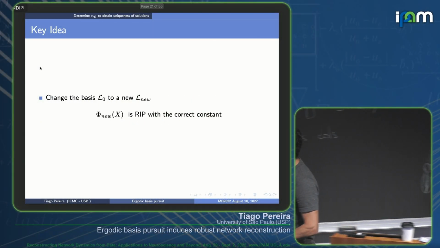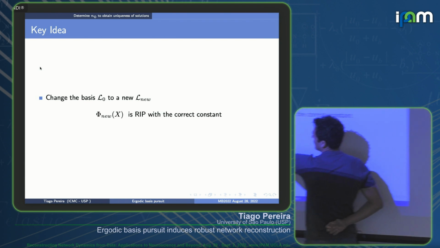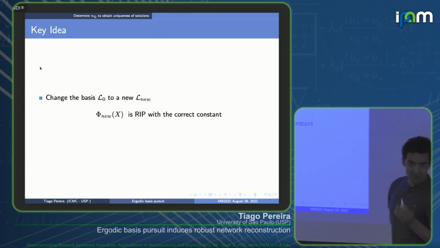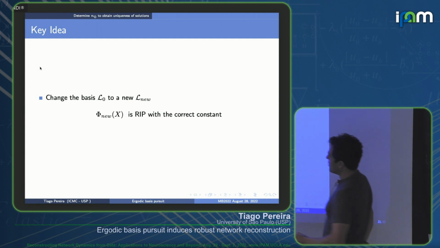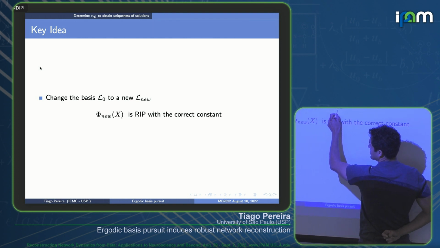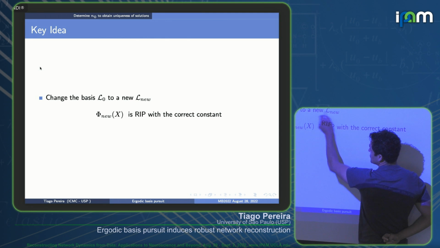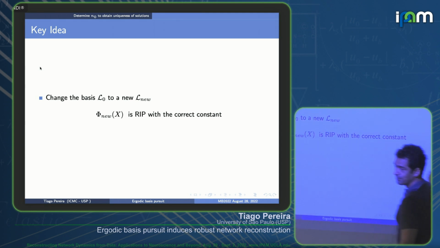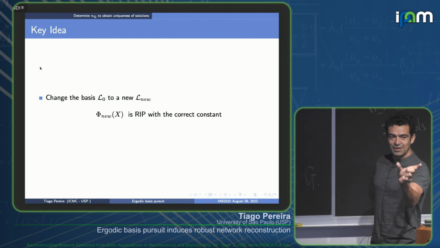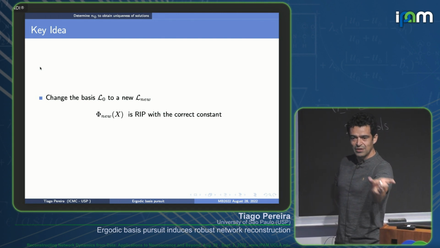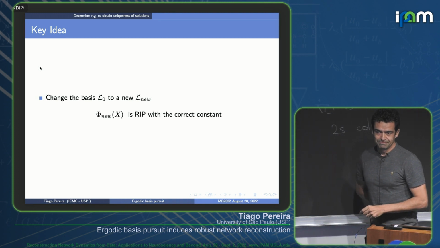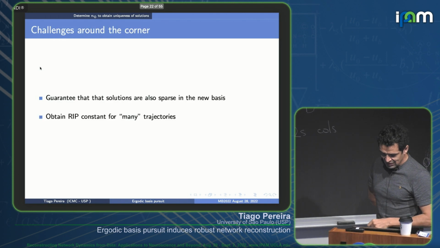So I told you, by assumption, solutions in L0 are sparse. Why? Because by assumption, the network was sparse. But it is very likely that when I change the basis to a new basis, there are no sparse solutions anymore. This is very common, actually. You start with an initial problem that was sparse, you knew by assumption, then you change to a new basis, and in this new basis, you lost sparsity. So this is the first problem you have to tackle.